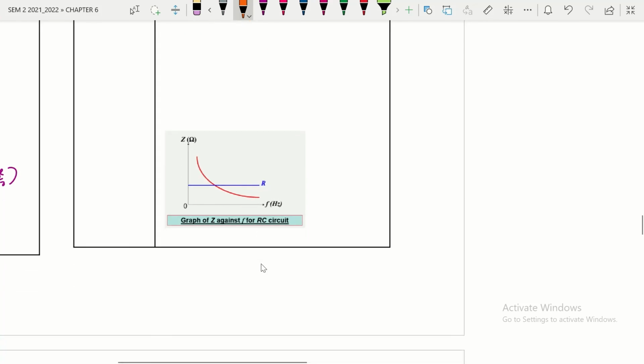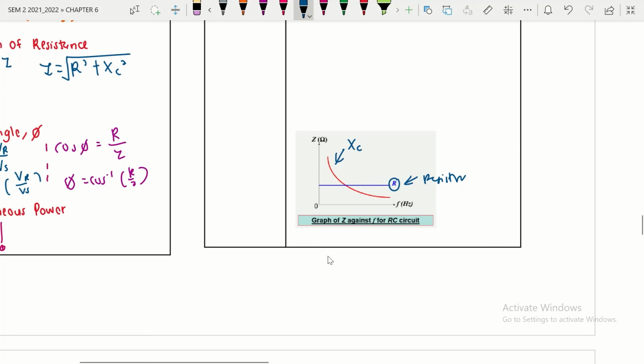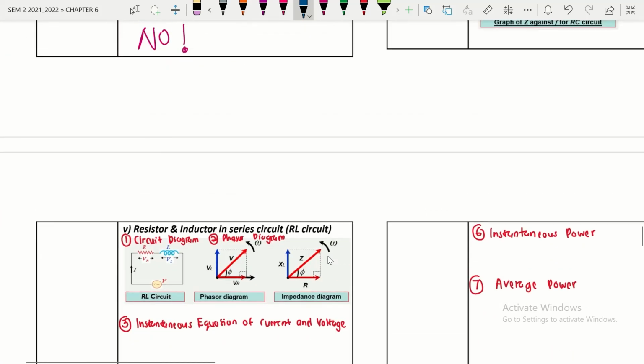So, graph dia, you akan ada two graph. First, this is your resistor. Nampak tak? Ini adalah you punya resistor. And this is your capacitive reactance XC graph you. Okay. So, that's all for the graph. Impedance against frequency punya graph.